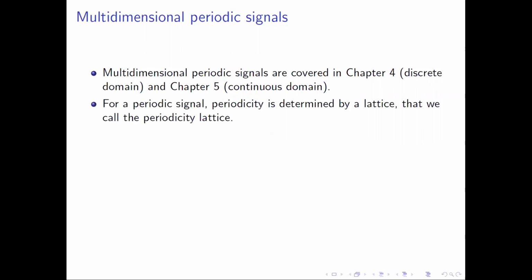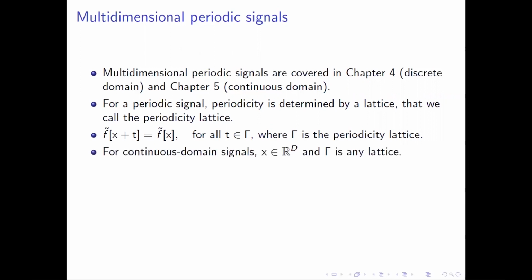The periodicity of a multidimensional periodic signal is specified by a lattice that we call the periodicity lattice. If we add any element of the periodicity lattice to the independent variable of a periodic signal, we get the same signal value back. For a continuous domain d-dimensional periodic signal, the periodicity lattice can be any d-dimensional lattice.